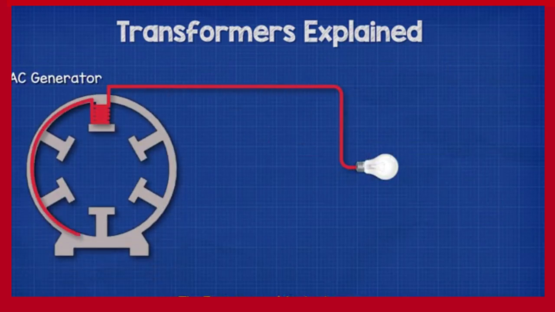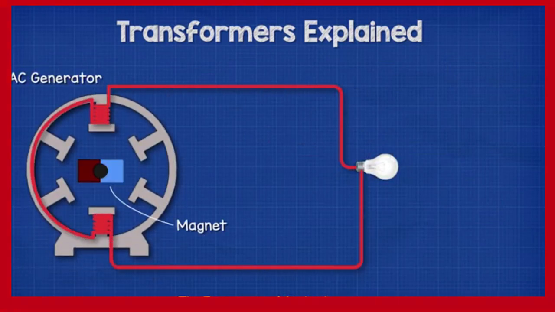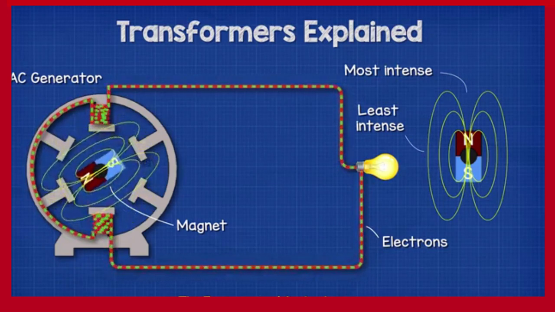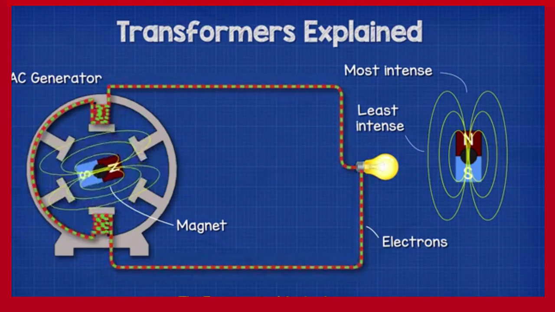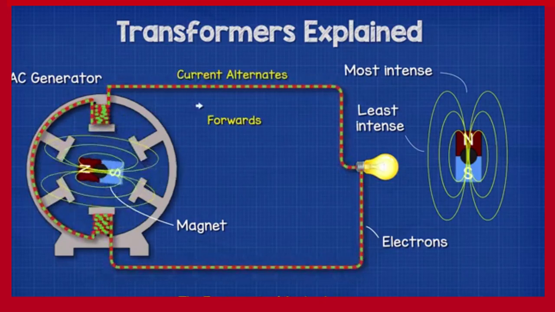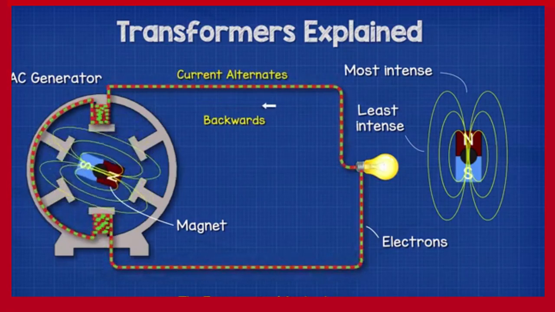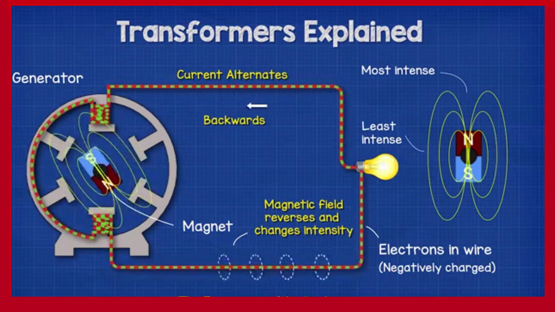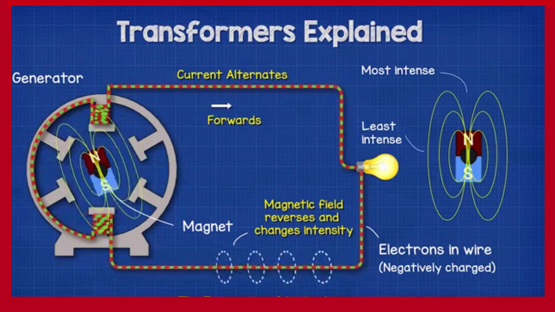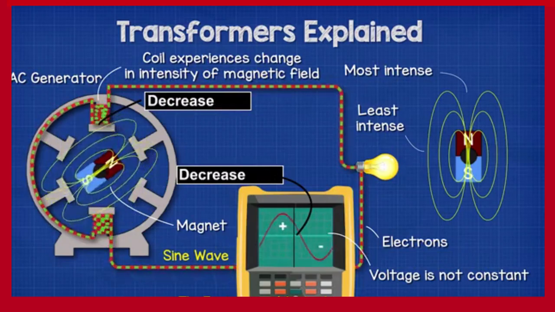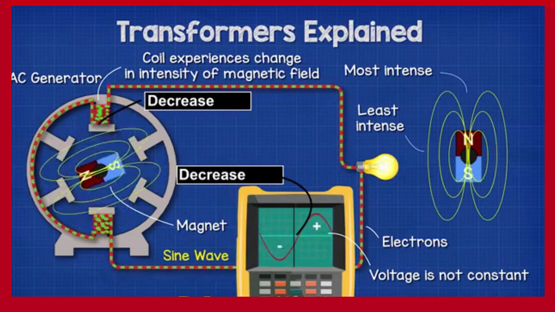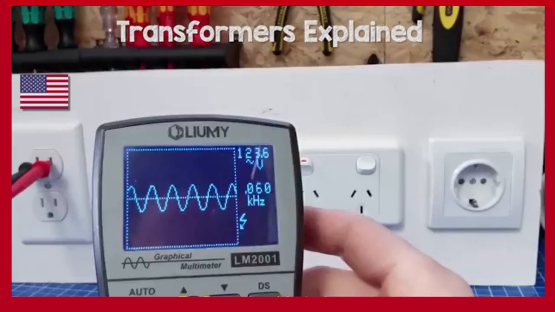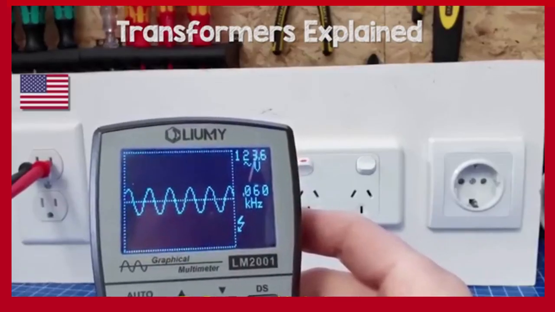When we connect an AC generator to a closed loop of wire, the magnetic field inside the generator is going to basically push and pull the electrons in the wire so that they constantly alternate direction between moving forwards and backwards. So the magnetic field is therefore constantly reversing. The voltage is going to vary between its maximum and minimum values because of this. That's why we see a sine wave pattern if we connect an oscilloscope to a power outlet.